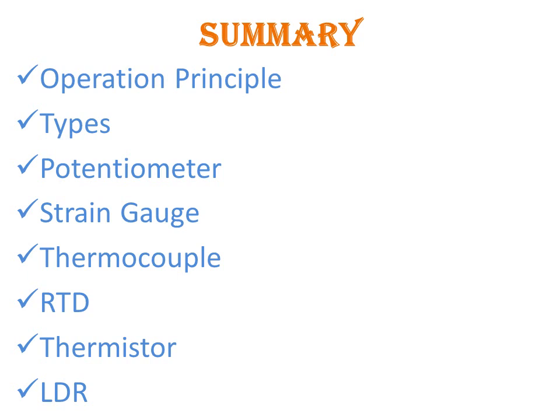Then we saw the thermistor, where the resistance decreases with increase in the temperature. And then we saw finally the light dependent resistor. As the light falls on the LDR, the resistance decreases. So these are the different types of resistive transducers which we have seen in this session.